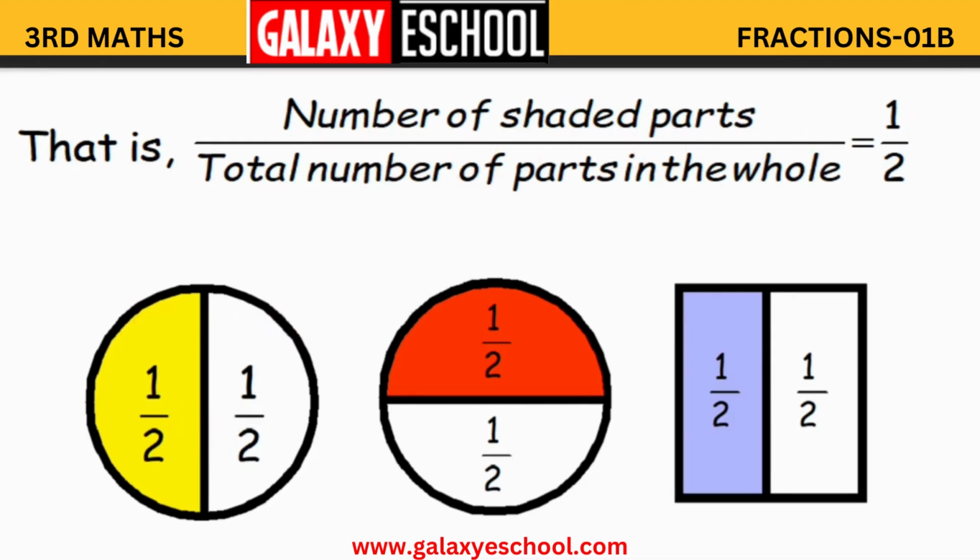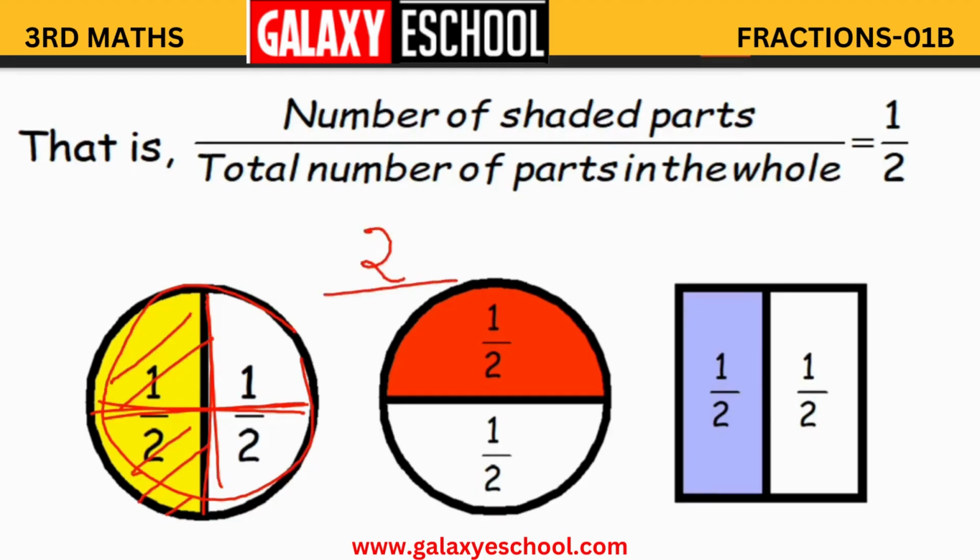Number of shaded parts. Now suppose I have something like this. I have divided the circle into 4 equal parts. Now how many parts are shaded here? 1 and 2. I have divided the circle into 4 equal parts, so the number of shaded parts is 2 divided by the total number of parts: 1, 2, 3 and 4. So 2 by 4 becomes the fraction to represent the shaded part here.